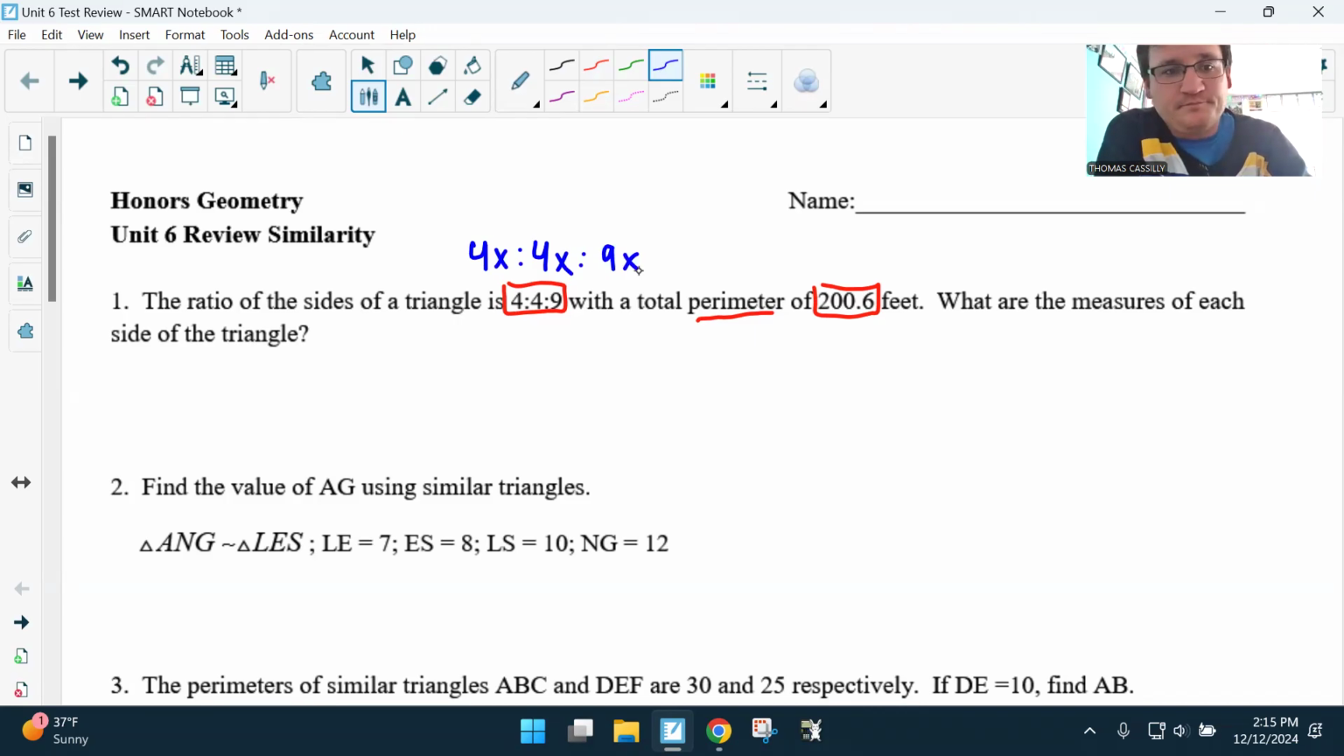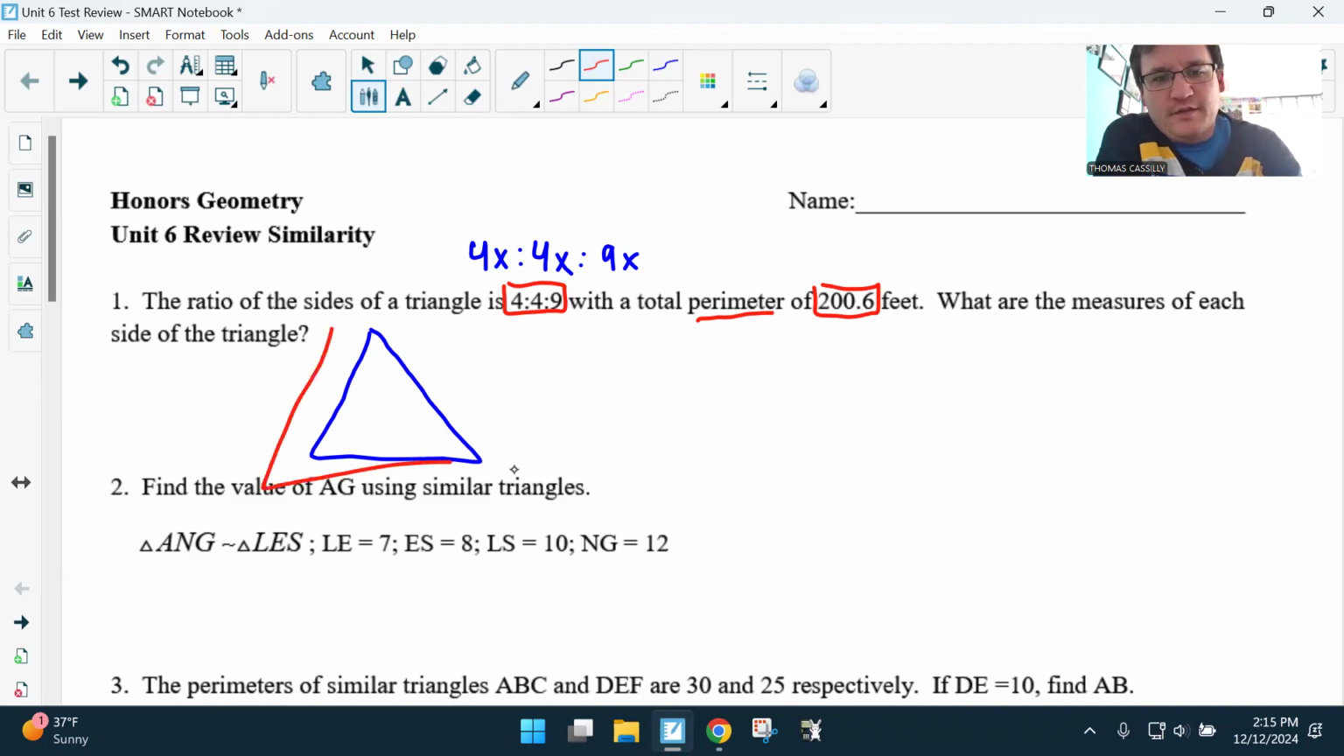So it's a triangle, and it has a perimeter. What does perimeter mean? That's one of those things that I would kind of expect you guys to remember. Perimeter is just the distance around the outside. If we had a triangular shaped track or something, how long would it take me to run around the outside? So we know the side lengths are in the proportion 4x to 4x to 9x.